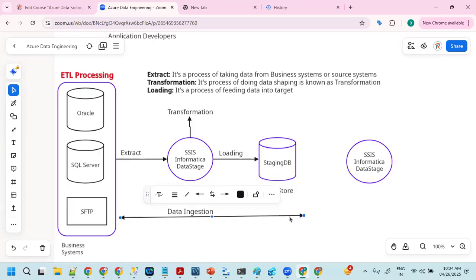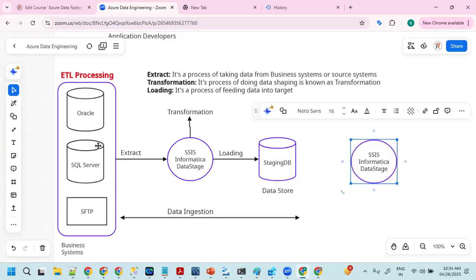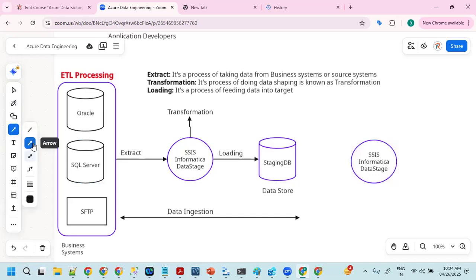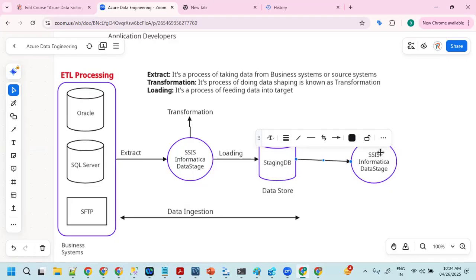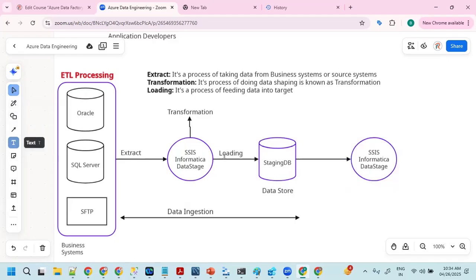So this part we can call as data ingestion. And again, I'm taking the same services. We are going to do the same extraction again. You're extracting the data from here to here. And then here also you're doing an extraction. Again, you're doing an extraction.